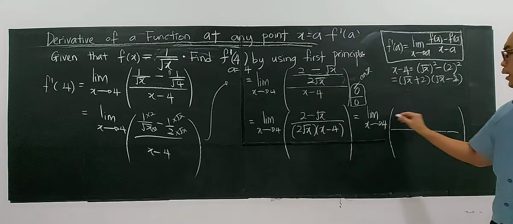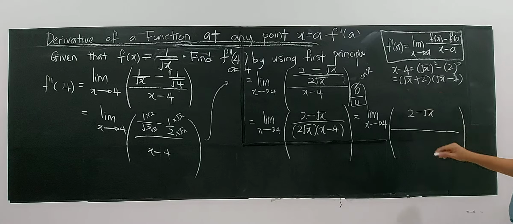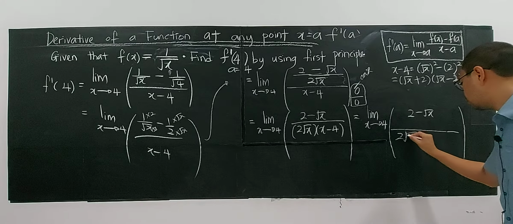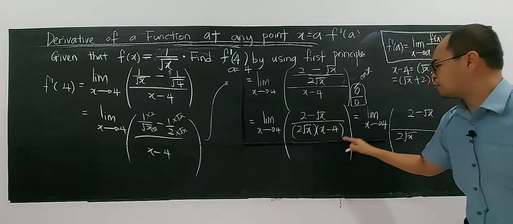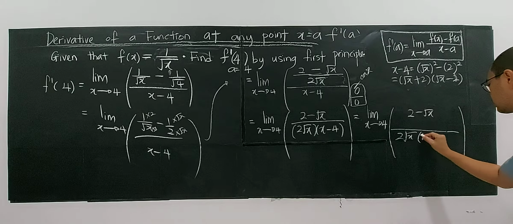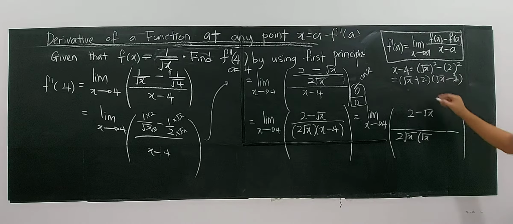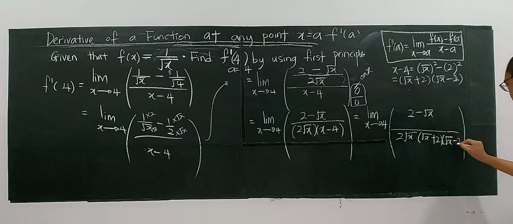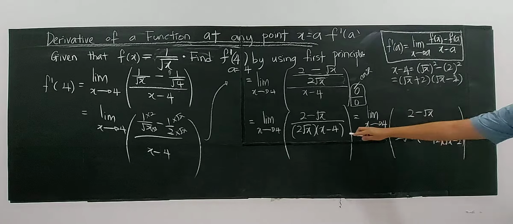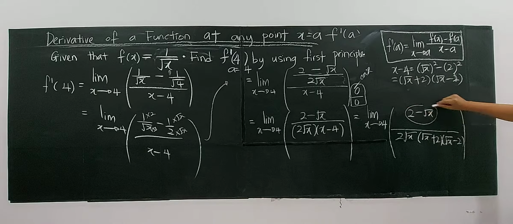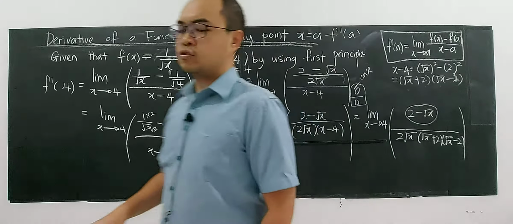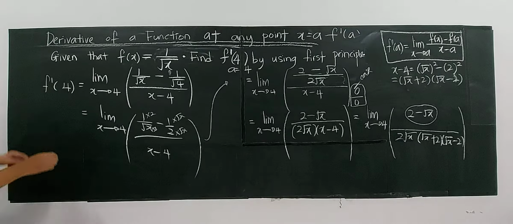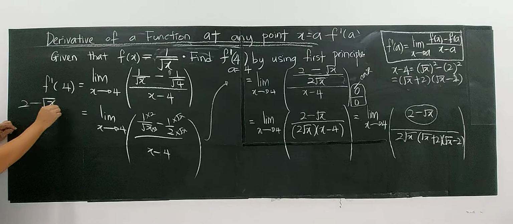But this one, I want to apply it with 2 minus square root of x, over 2 square root of x. And x minus 4 can be further factorized to square root of x plus 2 times square root of x minus 2 here. I have factorized the x minus 4 into these two. But I look at this one, and I know that we have to be very competent in algebra. If you are competent in algebra, you can understand easily.